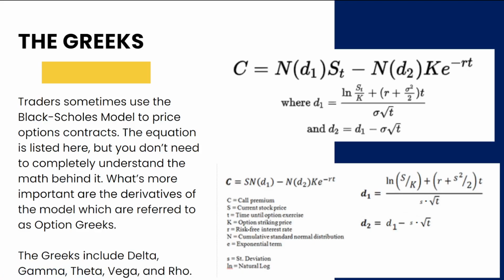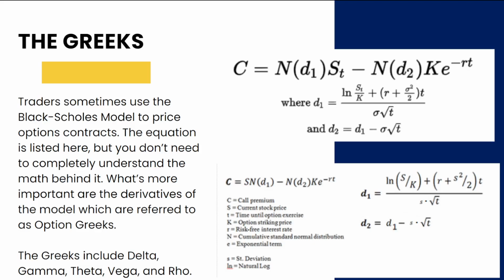Yeah. So the Greeks, briefly summarized, right? Traders sometimes use the Black-Scholes model, which was created a while back and kind of sums up the Greeks, and people use that as a big part in their trading. The equation listed here is what goes into determining these things. You don't necessarily need to understand it, but what's more important are the derivatives of the model, which are referred to as the option Greeks, right? So the Greeks include delta, gamma, theta, vega, and rho. Rho is not something that we pay attention to much. The main ones we're going to be going over today are delta, gamma, theta, and vega. We will go over rho, but it's not as important as the others, I would say.